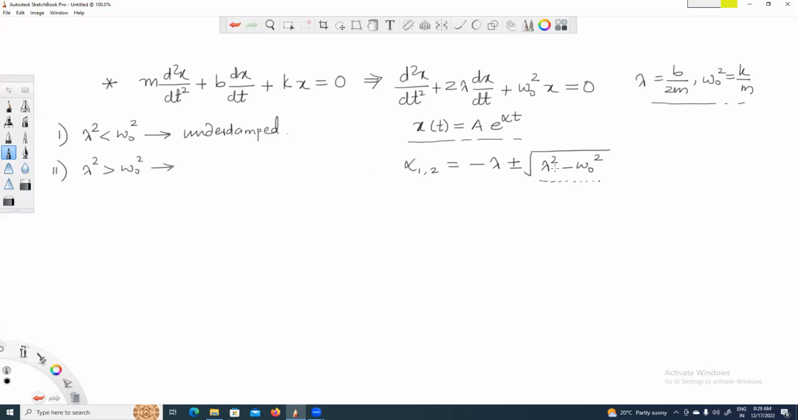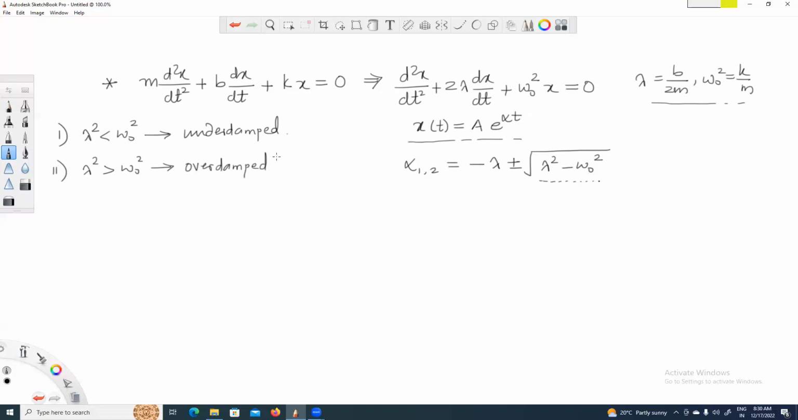The second one, obviously, is lambda square greater than omega naught square. It is a positive number, but not greater than lambda, so alpha 1 and alpha 2 both are negative. If you look at the solution, both terms are exponentially decaying, so there is no oscillating or periodic term in this solution. It is only going to decay. This is called overdamped oscillation.